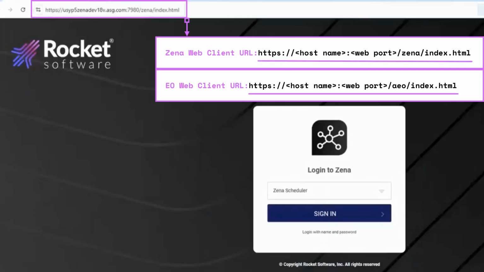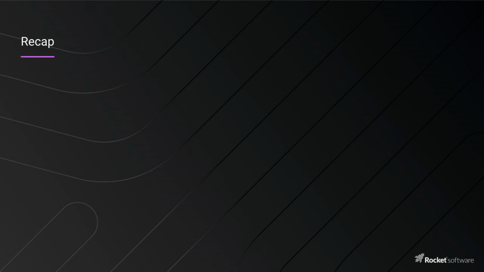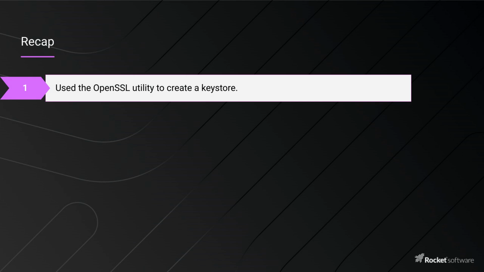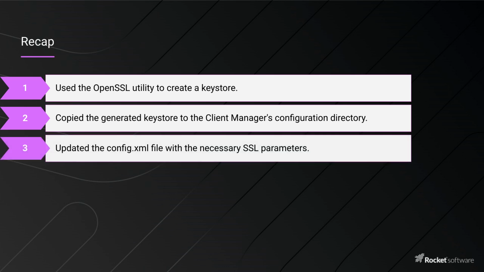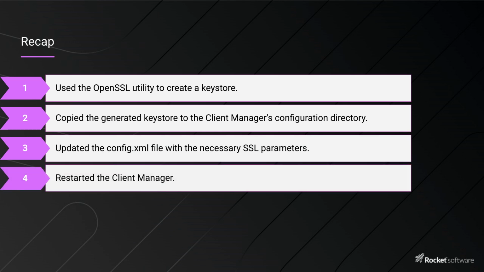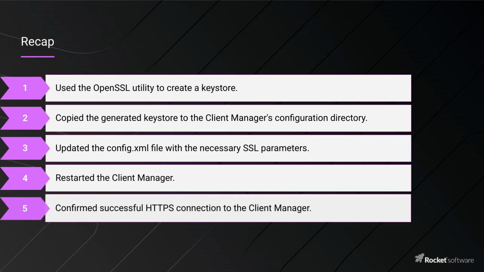Let's do a quick recap of what we did in this video. Used the OpenSSL utility to create a key store. Copied the generated key store to the Client Manager's config directory. Updated the config.xml file with SSL parameters. Restarted the Client Manager using the CompStat utility. Finally, we confirmed a successful HTTPS connection to the Client Manager.